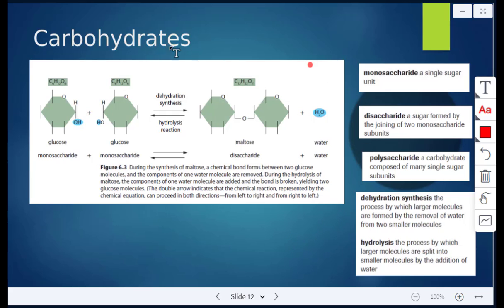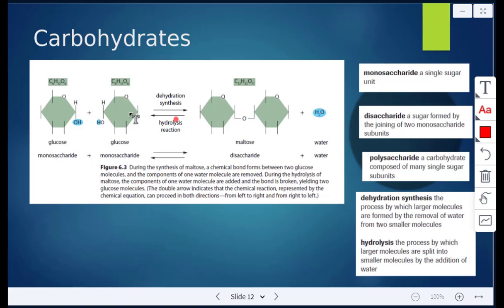All right, so what we are seeing happening here is the synthesis of maltose, which is happening by a chemical bond forming between 2 glucose molecules. So notice again, glucose and glucose, they are 2 monosaccharides being joined together. During the hydrolysis of maltose, the components of 1 water molecule are added and the bond is broken, yielding 2 glucose molecules.